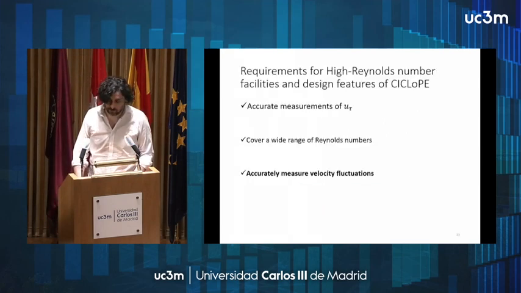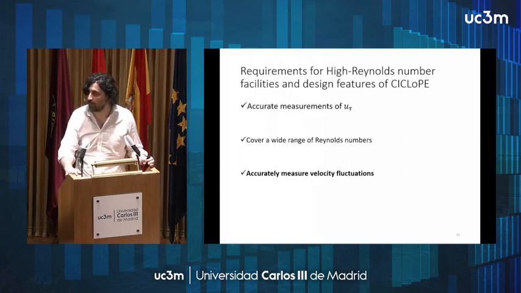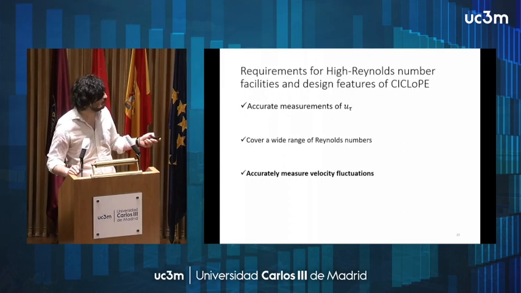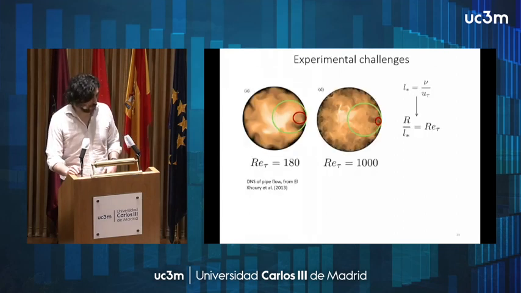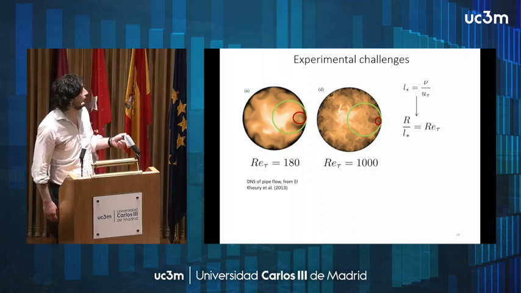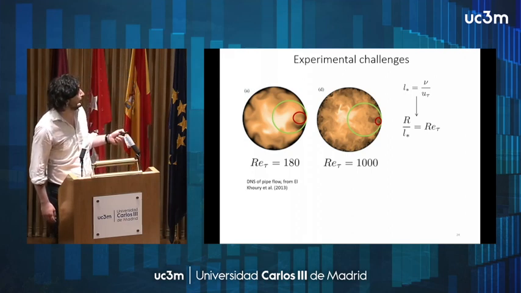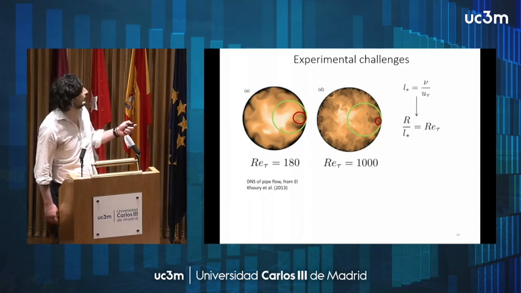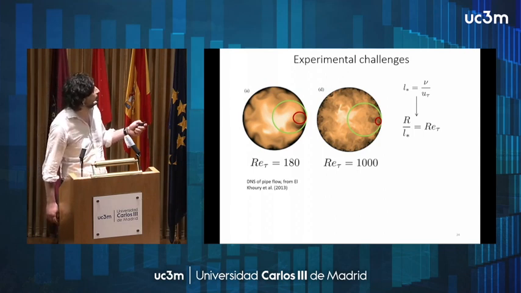As we said, generating a high Reynolds number flow is not a sufficient condition, because we must be able to measure it accurately. And what is the problem of measuring a flow at a high Reynolds number? Here is a nice picture, taken from direct numerical simulations from El Khoury in 2013. This is an extremely low Reynolds number, 180. You still see some turbulent features here, mainly large-scale motion.